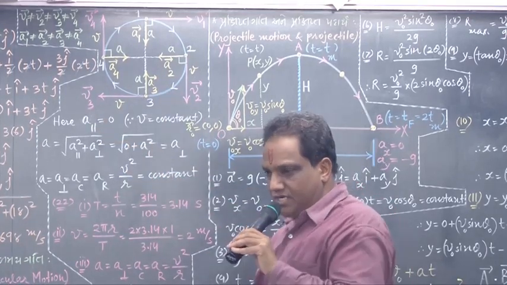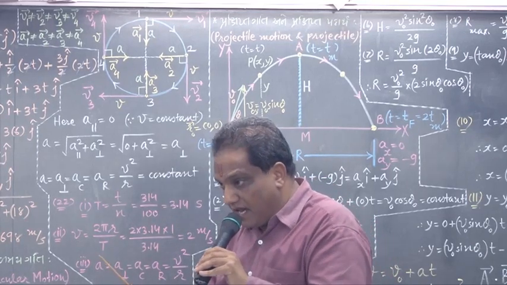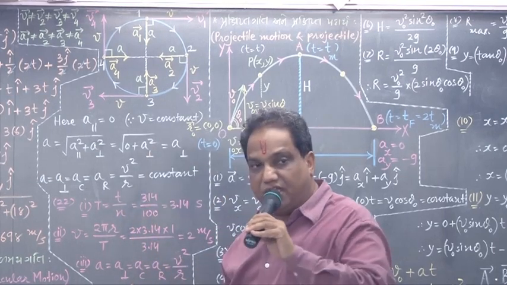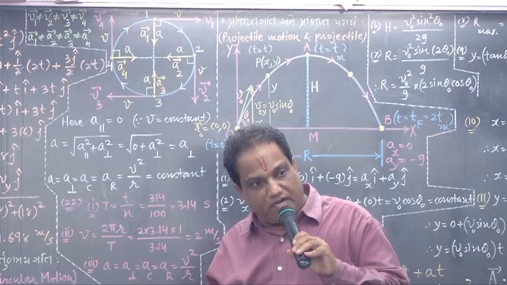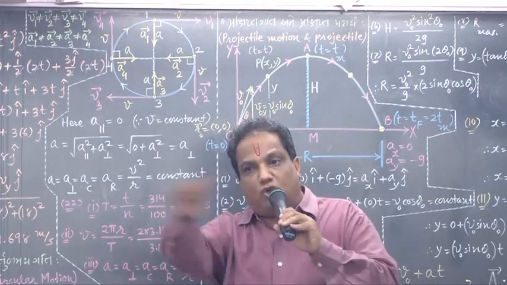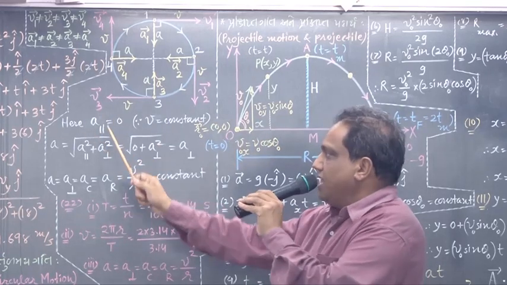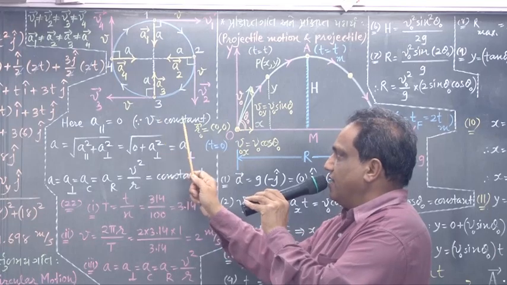A parallel is 0. Why? What was the job of a parallel? A parallel is responsible for change in the magnitude of velocity. Here the magnitude of velocity, that is speed, remains constant. So there is no change in velocity magnitude. That's why a parallel is absent. A parallel is 0 because the speed remains constant.